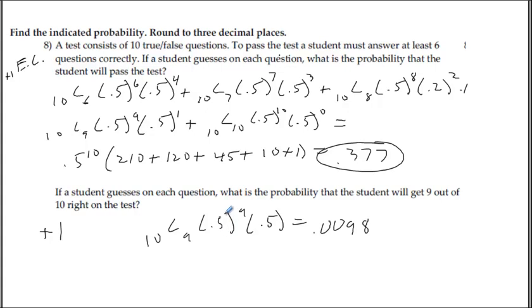The next one was not extra credit. Pretty much what's the probability of getting 9 out of 10, the same binomial probability. And there it is. It's a little less than a 1% chance.